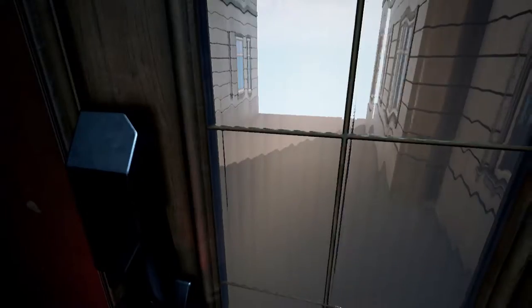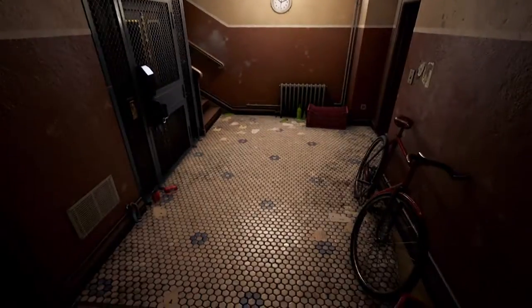Today we're looking at Half-Life 2 in the Unreal Engine 4. This is created by fan Liam Tart. He's a 3D environmental artist. He's just experimenting with Unreal Engine 4 here.